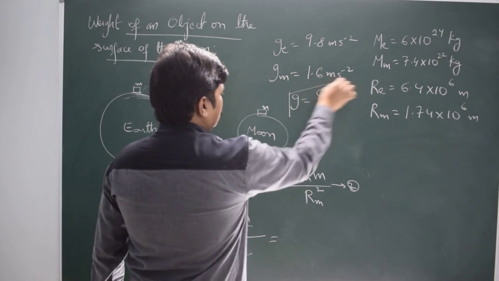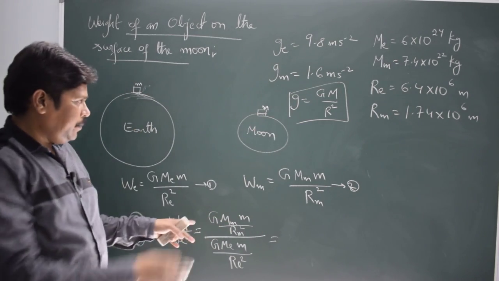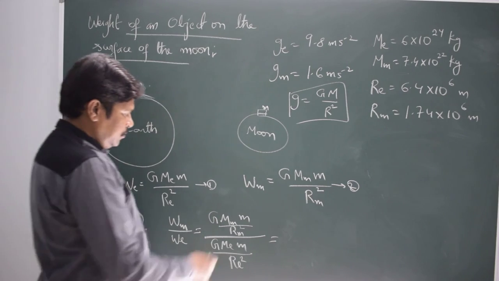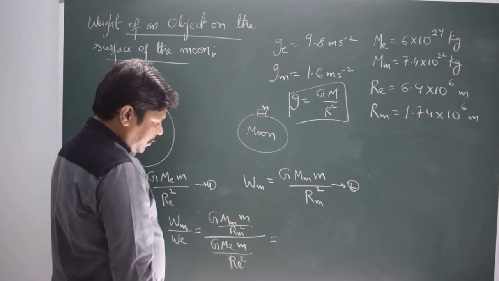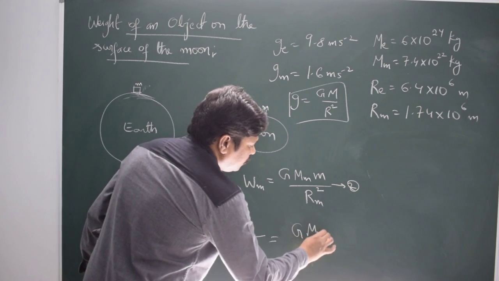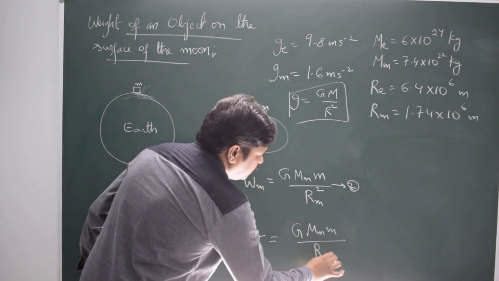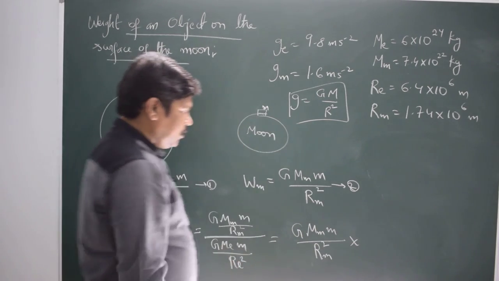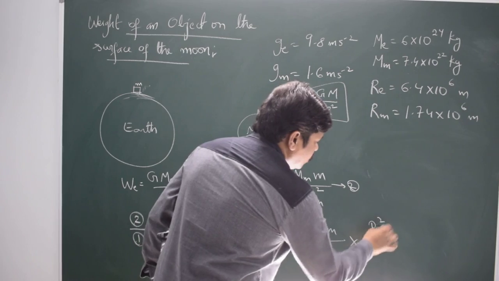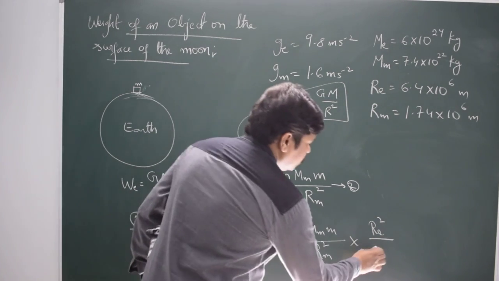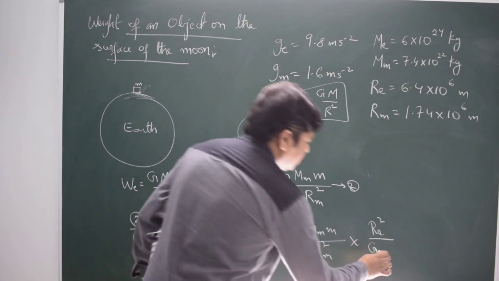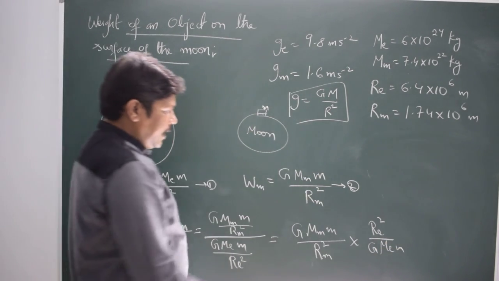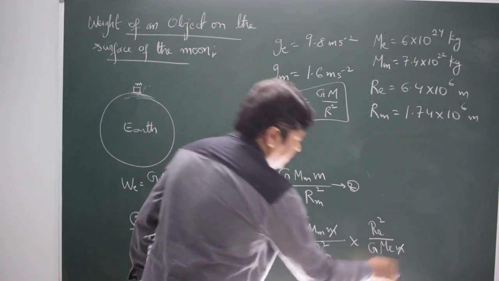That's the formula. So we need to break down the equation to that small formula, G m by r square. Right now, the weight of the object on the moon is on the numerator, so I am going to write it like that: G m m by rm square into whatever is there in the denominator. I am cross multiplying, so I write re square by G m. In this I am going to cancel only m and m.